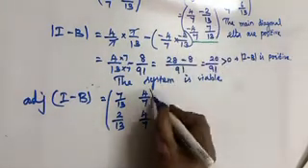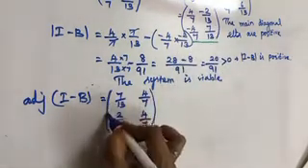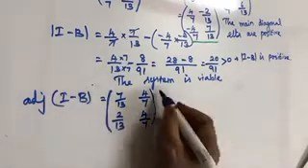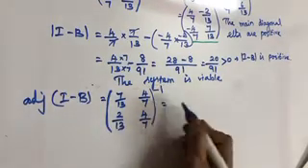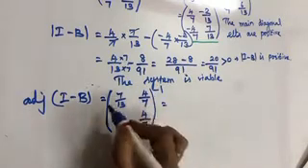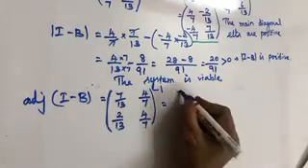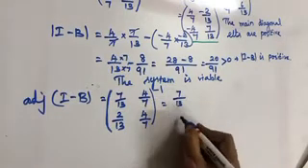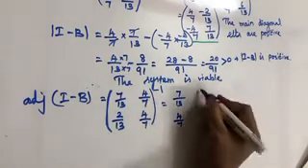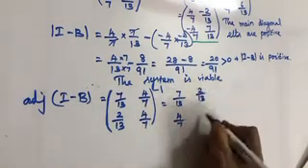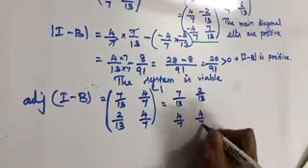This is the cofactor matrix. Adjoint is its transpose, right? The transpose of the cofactor matrix is the adjoint. So we'll write it as 7 by 13, 4 by 7, 2 by 13, again 4 by 7.